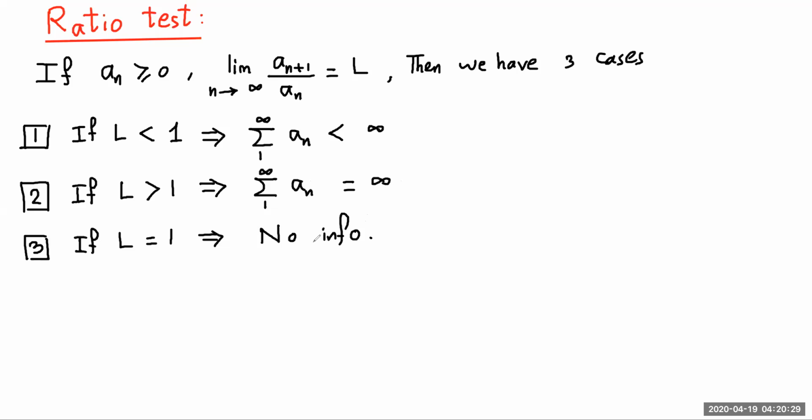What is the meaning of no info? This means in some exercises, the limit will be 1 and the series diverges, and in other exercises, the limit of an plus 1 over an equals 1, but the series converges. So no rule about this case.